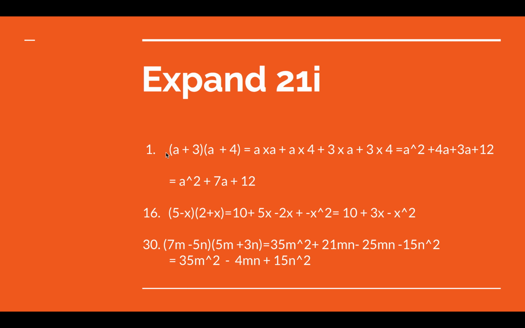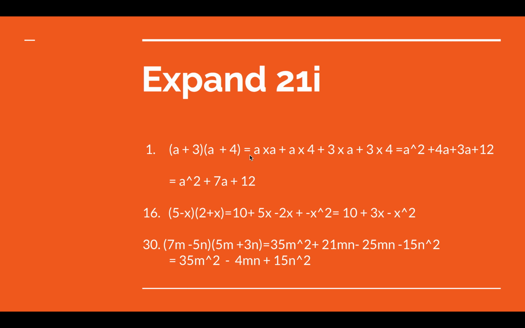So a multiplies everything inside the second bracket, and then we have 3 multiplied by a and then 3 multiplied by 4, so that 3 also multiplies itself with everything inside the second bracket. So this is what we wrote here in the second step: a multiplied by a, a multiplied by 4, 3 multiplied by a, 3 multiplied by 4.